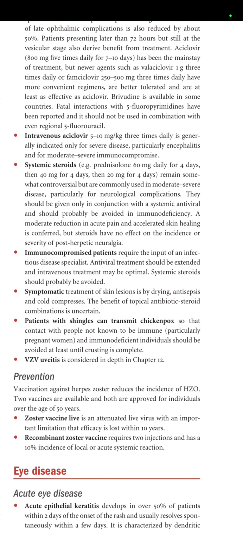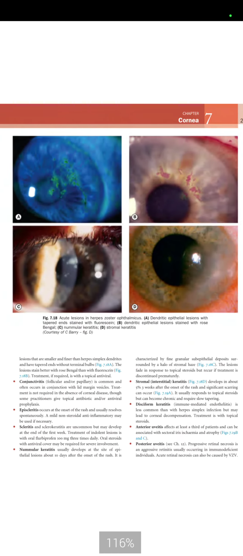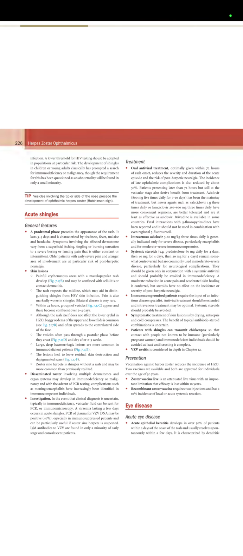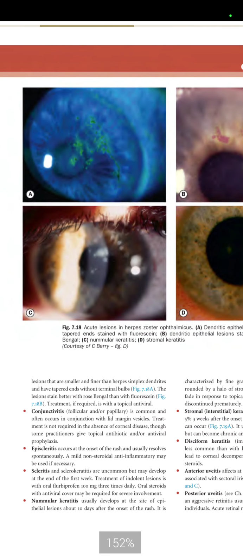Acute epithelial keratitis develops in about 50% of patients within 2 days of onset of rash and usually resolves spontaneously within a few days. It is characterized by dendritic lesions that are smaller and finer than herpes simplex dendrites and have a tapered end with a terminal bulb. The lesions stain better with rose bengal than with fluorescein. Treatment, if required, is with topical antiviral.